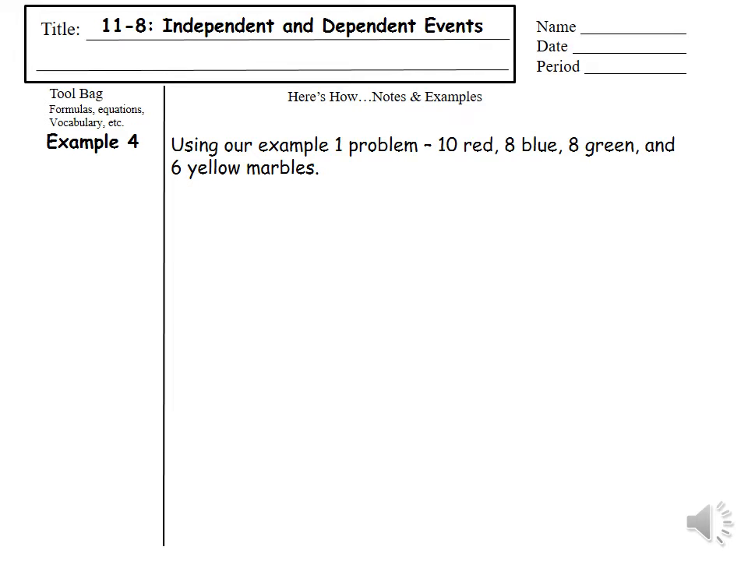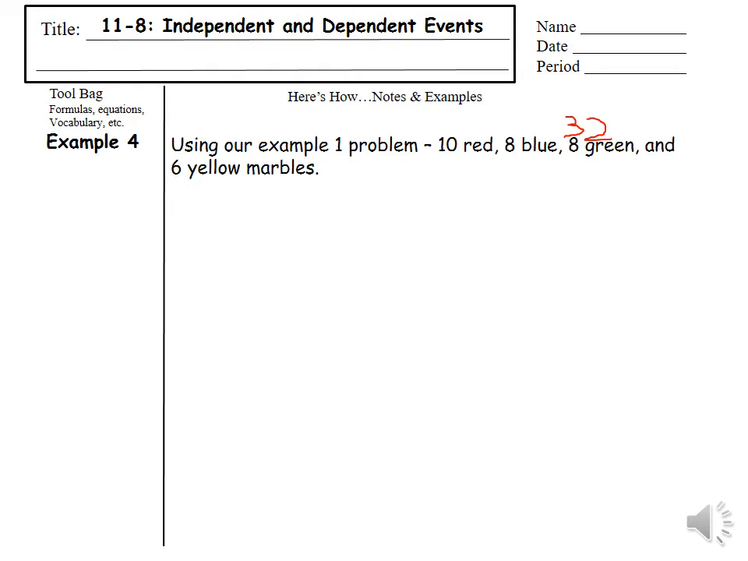Let's continue. Let me bring up the example about marbles. Do you remember the marbles? It matters for the marbles whether you put it back, or replace it, or not. Let me refresh your memory from the question in the last video. If you take out one red marble and you don't put it back, the total number of marbles changes. It was 32 marbles. You add them all up: 10 plus 8 plus 8 plus 6 equals 32.